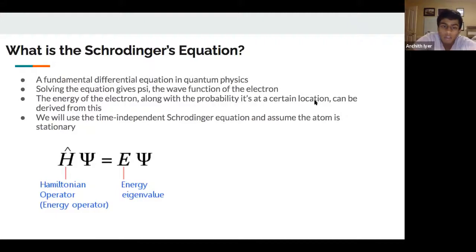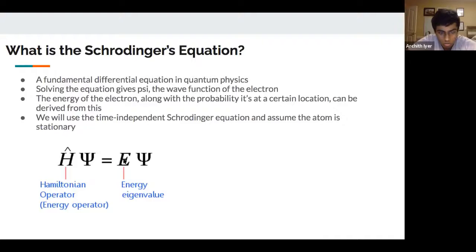For example, I can say there's a 50% probability the electron is between x equals 1 and x equals 3, let's say on a straight line. But I cannot say the electron is at x equals 2. We can never exactly determine that. So for this purpose, we're going to use the time-independent Schrodinger equation, and we're going to assume the atom is stationary, so it's not moving at all.